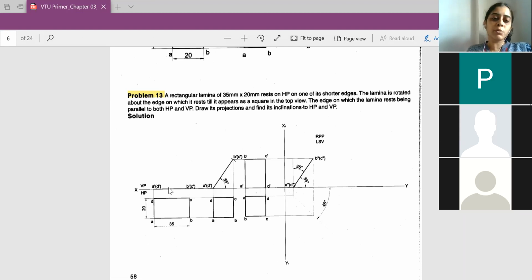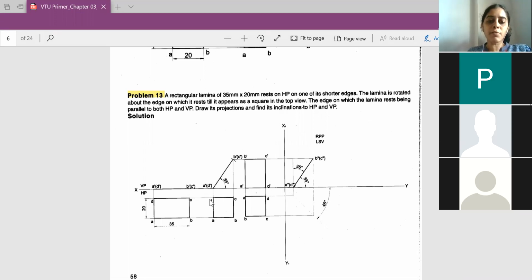And hence what we do, we will come back to the first stage. You measure this distance, how much it is, keeping one end of the compass here, measure this distance and you just cut an arc on the locus of BC. It meets at some point. So you name this as A dash and D dash.